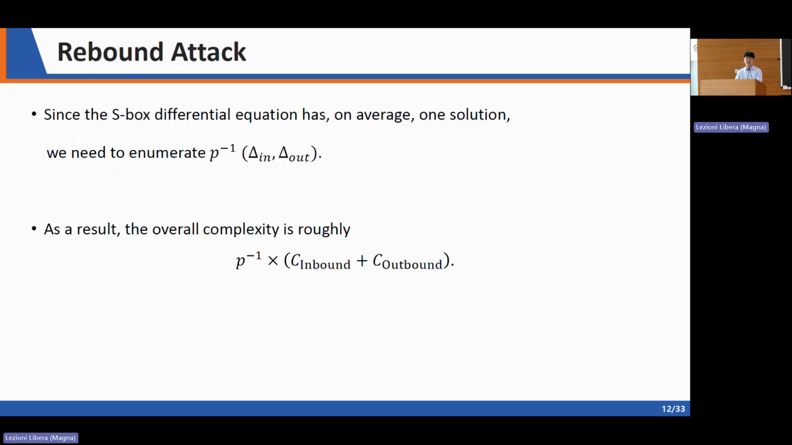Since the S-box differential equation has on average one solution, we need to enumerate P inverse pairs of delta in and delta out. As a result, the overall complexity of rebound attack is roughly P inverse multiplied by the sum of cost for inbound and outbound phases.